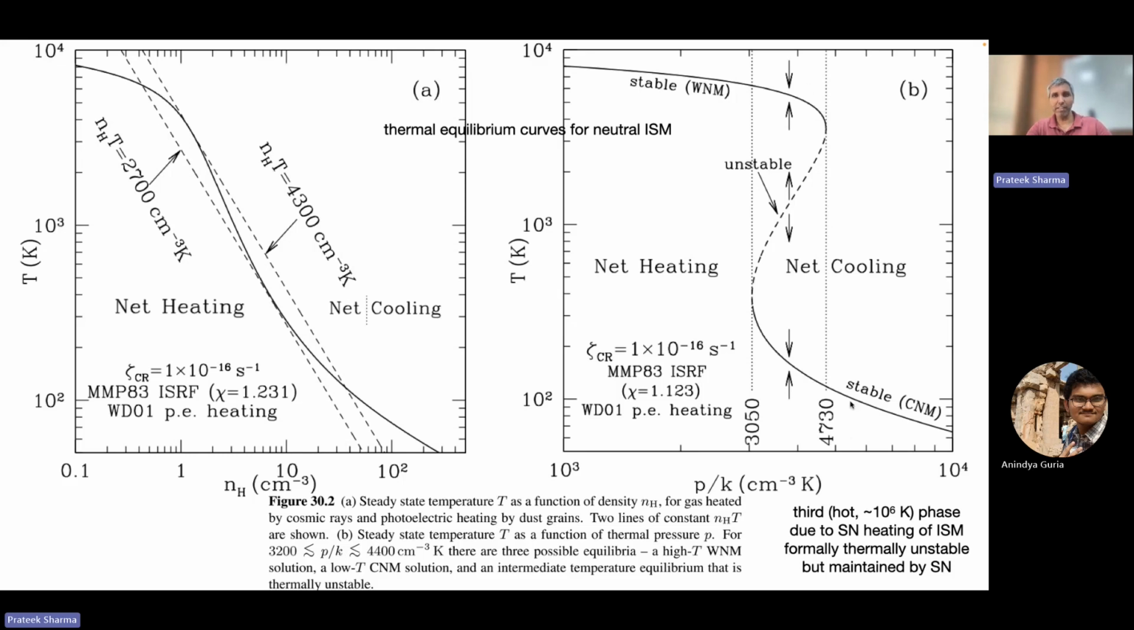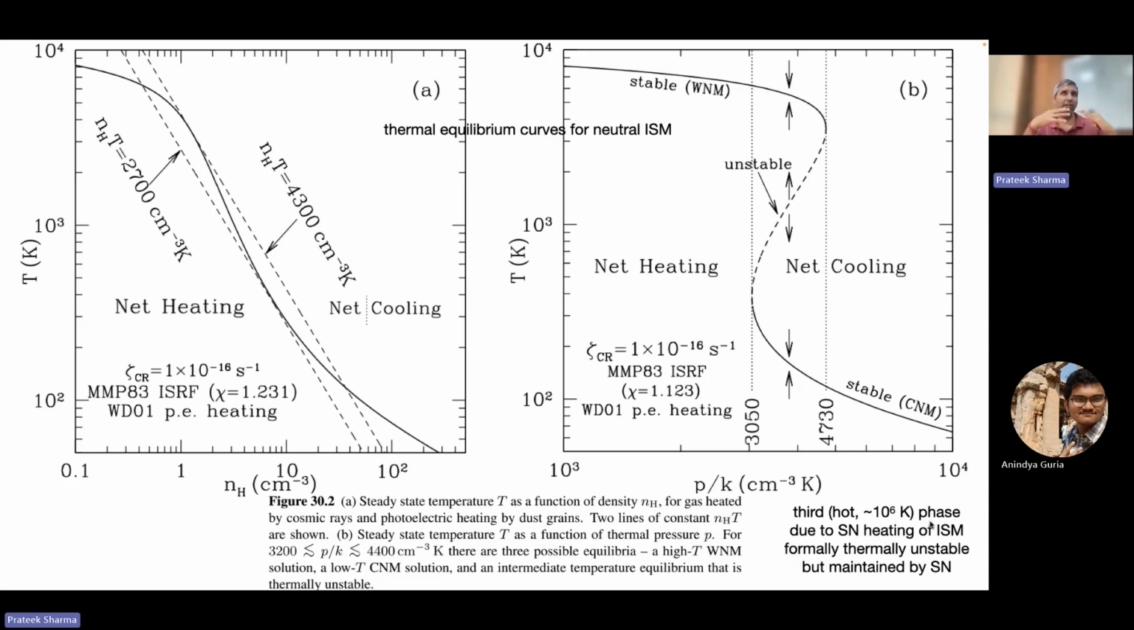Now, there are these two phases, but there's also a third phase of the interstellar medium. And the third phase of the interstellar medium is hot at about 10 to the 6 Kelvin. So you have this phase, which is roughly at 100 Kelvin. You have this other phase, which is at about 5,000, 6,000 Kelvin. And the third phase, which is at 10 to the 6 Kelvin. And this hot phase is maintained due to supernovae going off in the interstellar medium.